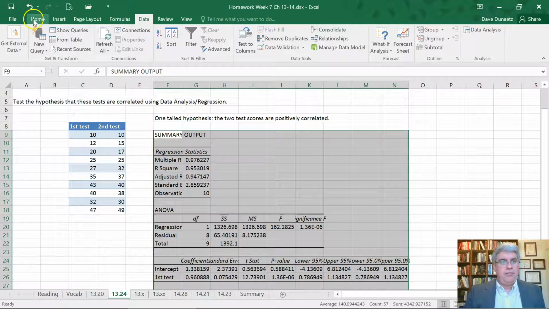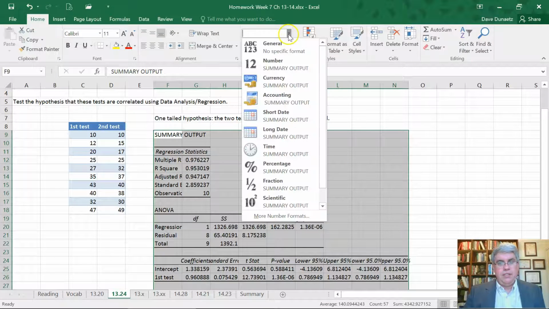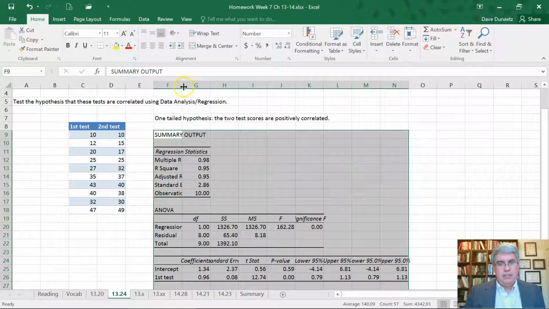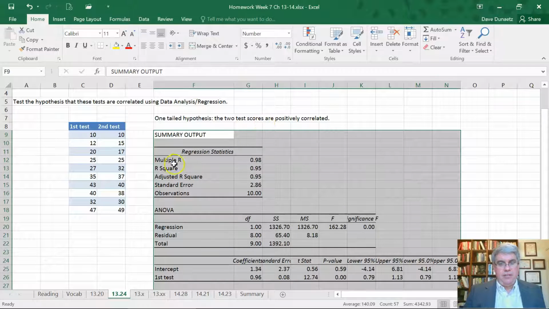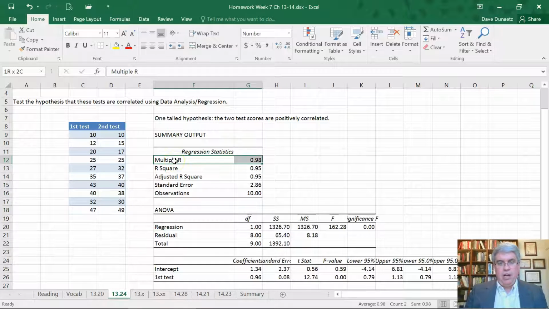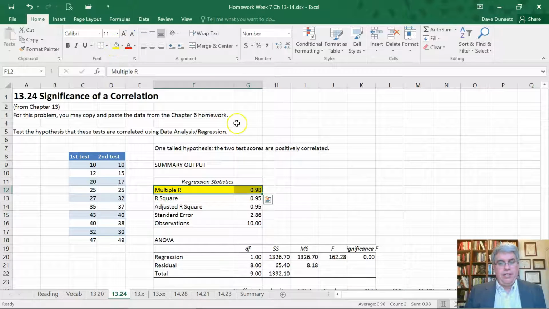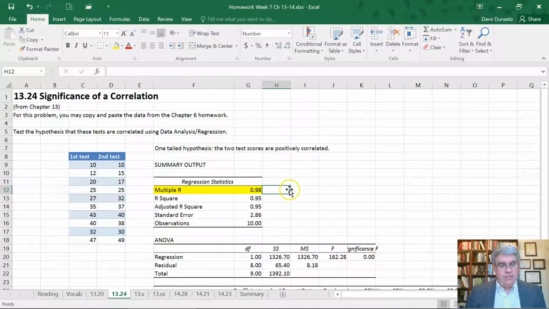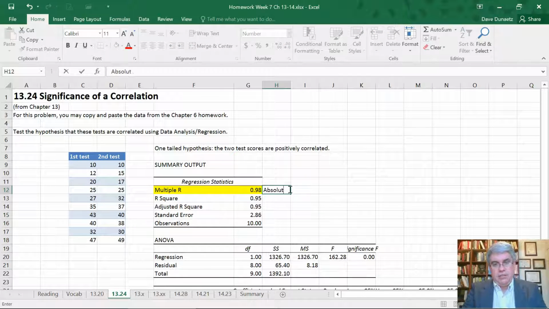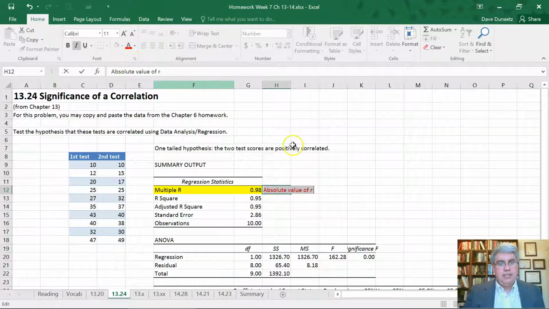And let's round everything off with the number format. Make it a little bit wider. And so the multiple R, that's what our correlation is. Look at that. This is the absolute value of R. So that's important there. Let's mark that in red.